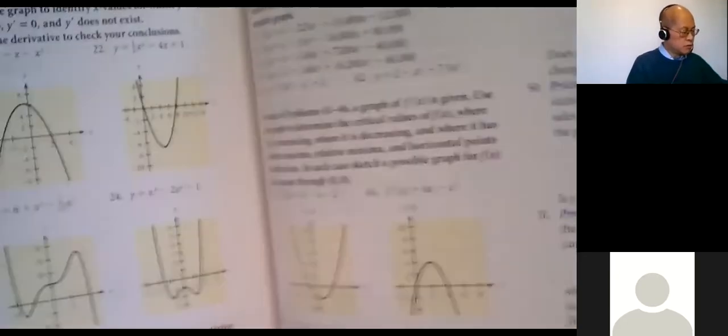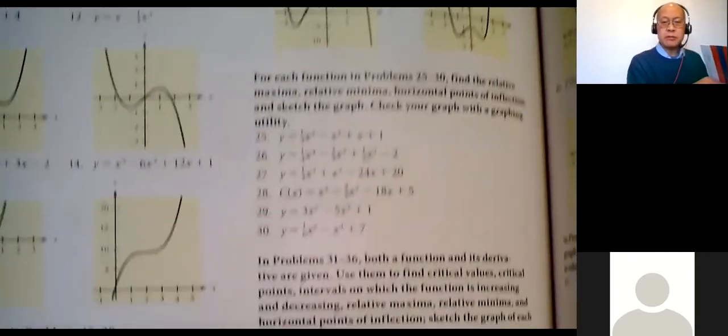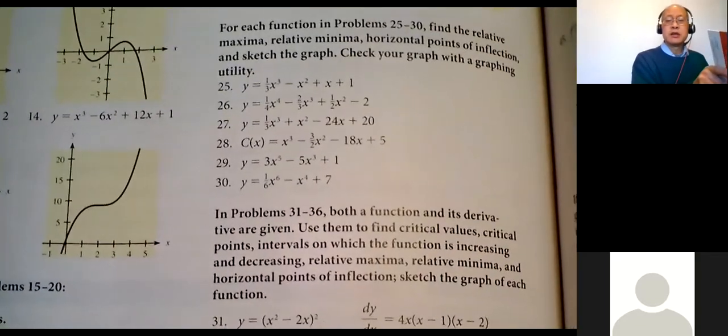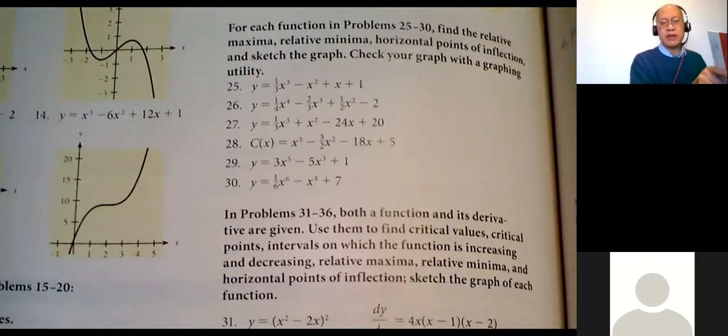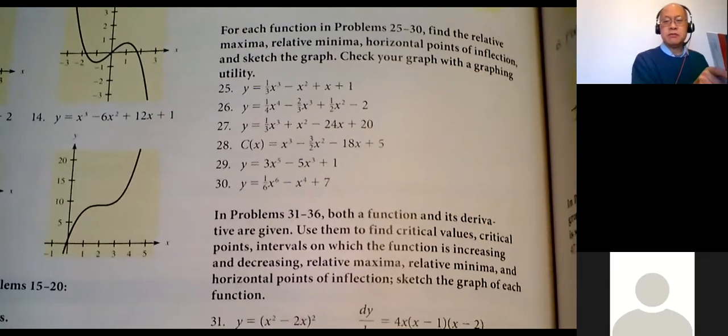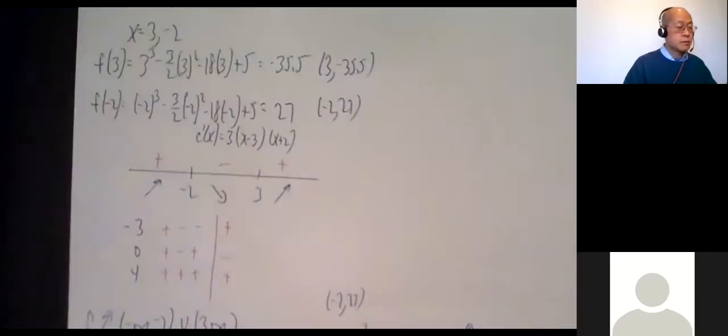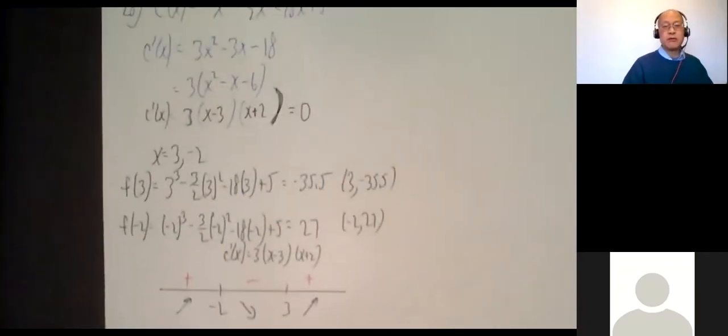Okay, next one I want to show you was 28. C of x. They might as well say y, but c of x might be a cost function. X cubed minus 3/2 x squared minus 18x plus 5. Okay. So this one's a little bit more involved.